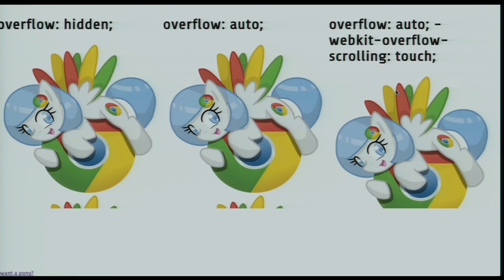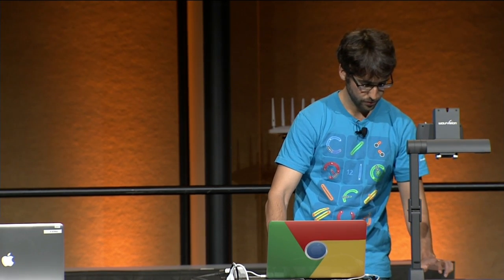the idea here is, with overflow hidden, we can't scroll this region at all. I'm trying to scroll, can't. Overflow auto is scrolling, but with this WebKit overflow scrolling touch addition, we get really fast scrolling on mobile devices. And this is what I'm trying to show you with this demo. And unfortunately, it doesn't seem to want to work. That's too bad. Okay, well, hopefully it'll load eventually.